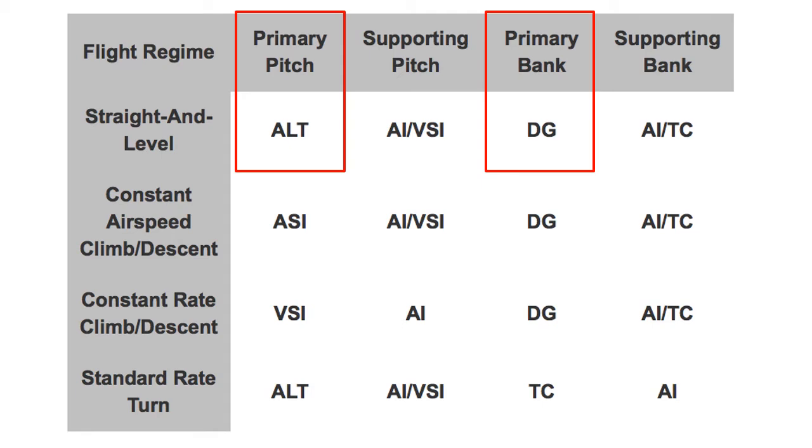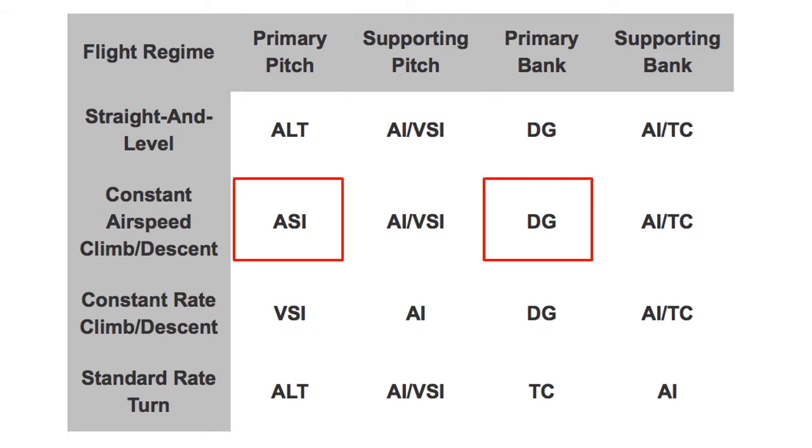And your heading indicator, abbreviated here as DG for directional gyro, is primary for bank since it's the one that you're trying to hold still, and it tells you whether or not you need to change your bank. The other pitch and bank instruments take a supporting role and aid in checking the accuracy and possible instrument systems failures. Supporting does not mean they're unimportant. In fact, it's very important to cross-check your primary and supporting instruments. Primary only means that the altimeter and heading indicators are the ones that you're trying to hold at a certain value.